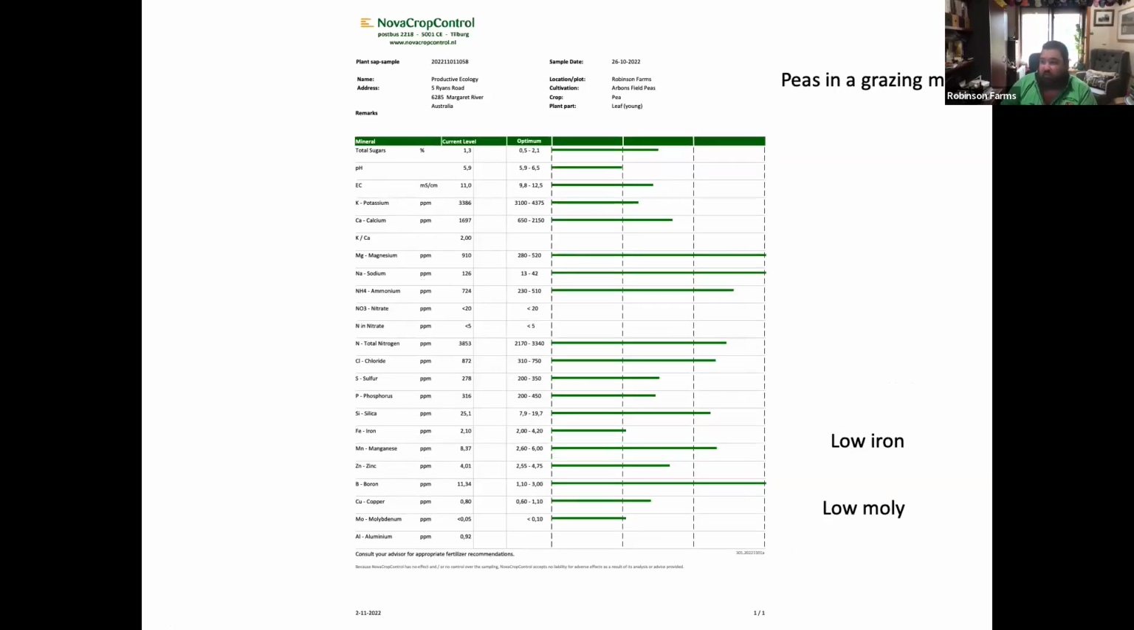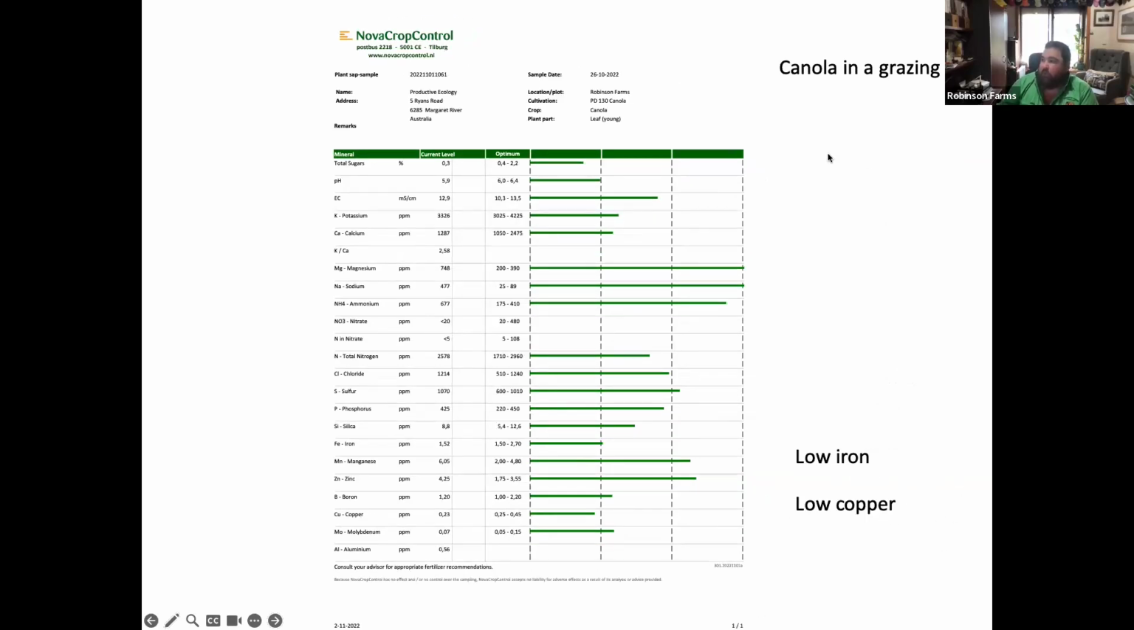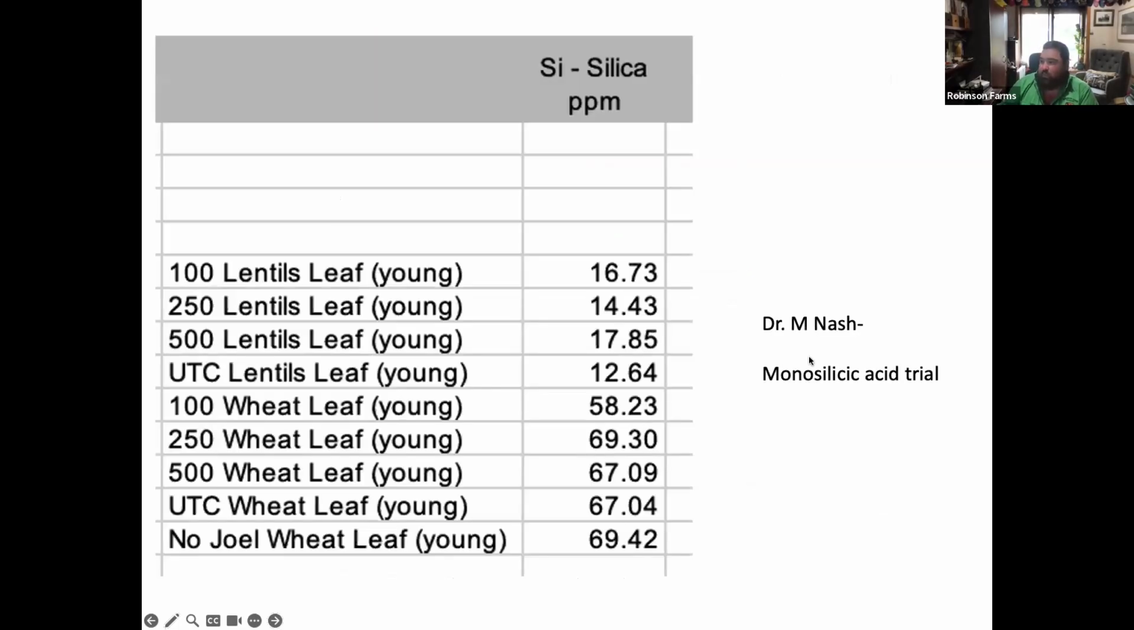This is just some peas in a grazing mix. I just wanted to show again low iron and low molybdenum, remembering that our pulses are really molybdenum hungry. This is some canola in a grazing mix. Again, low iron, but this time low copper. The peas had plenty of copper. These are in the same paddock as a companion mixture, but we got low copper in the canola. So we understand that different plants take up nutrients differently.